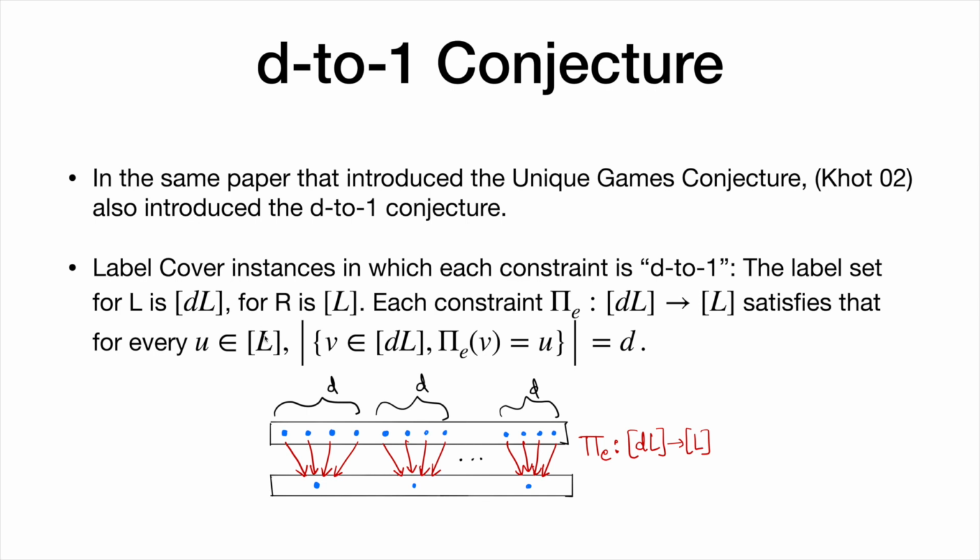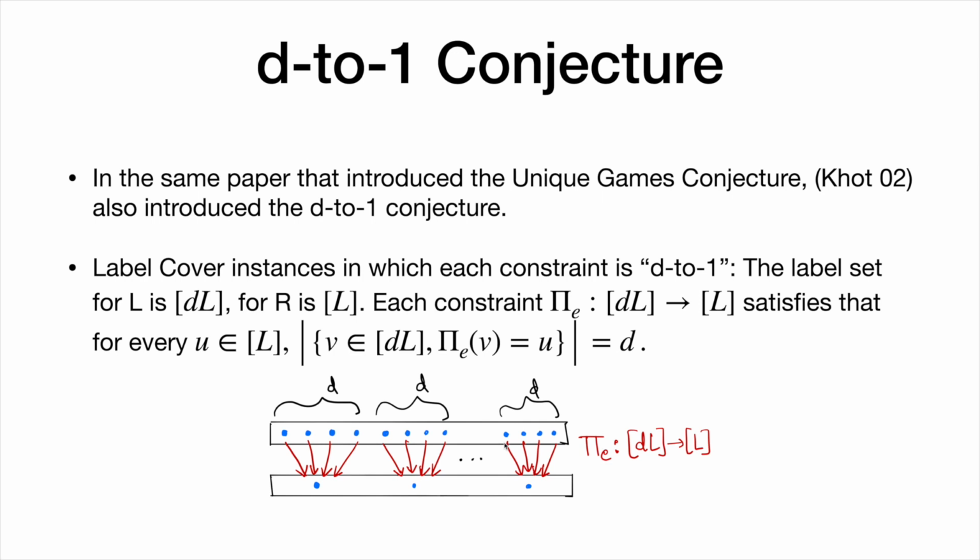For every element on the right, there are exactly d elements on the left that can satisfy that particular constraint. You can think that for vertices on the left, the alphabet is d times l, and on the right, it's 1 to l. And for everything in the right side label set, there are exactly d of them that satisfy any constraint. This pi is one of the constraints in the graph.